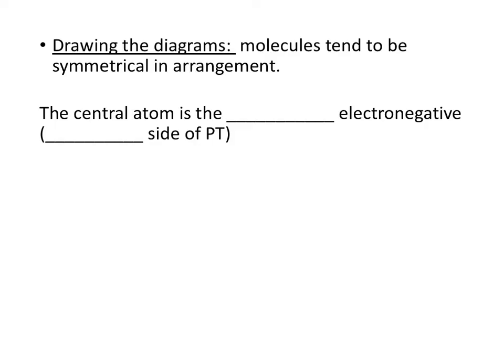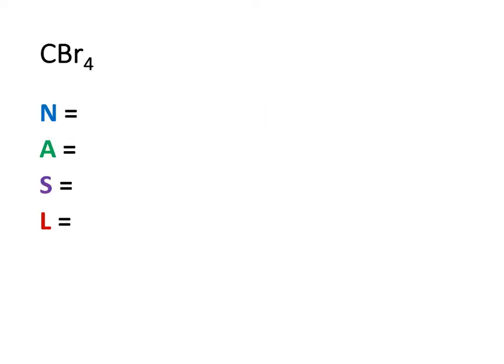Also, to determine the central atom for your covalent substance, it's going to be the least electronegative element. And remember, electronegativity increases as you go across a period. So your least electronegative element will be closest to the left side of the periodic table. There is an exception to this. Hydrogen cannot be a central atom, and that's because hydrogen, since it's in that first energy level, can only form one bond with any other atom.